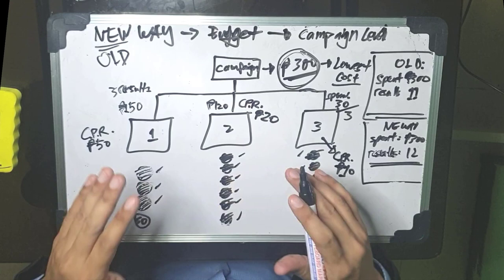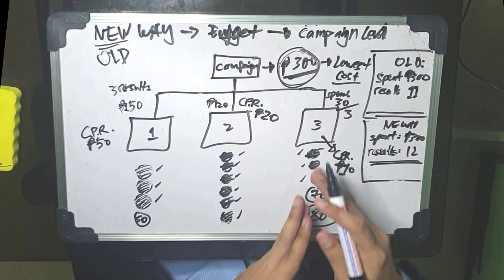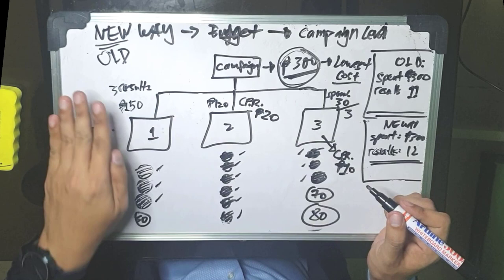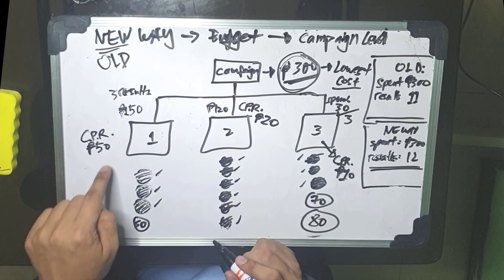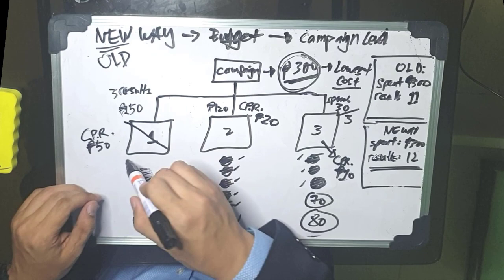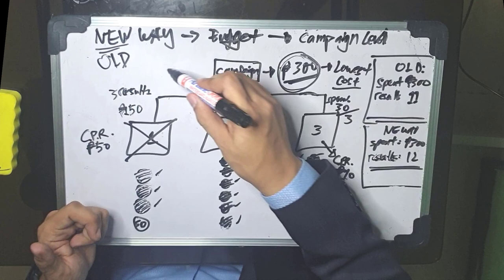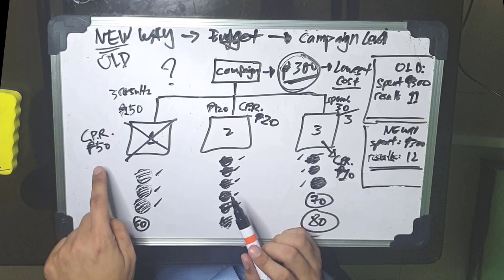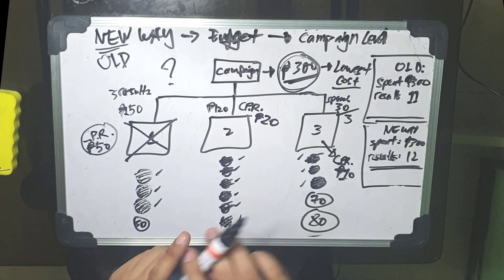Magtataka ka, bakit nga ba sa ad set number 3, ang cost per result ko is 10 pesos lang, pero mas malaki ang ginastos ni Facebook sa ad set number 1, which is mahal yung CPR. So, ang mangyayari, you will be tempted to turn off ad set 1. Diba? So, what if we turned off ad set 1? Okay, kasi mahal, ang cost per result niya is 50 pesos. So, if we turn off ad set 1, what would happen? That is what we are going to play along here.